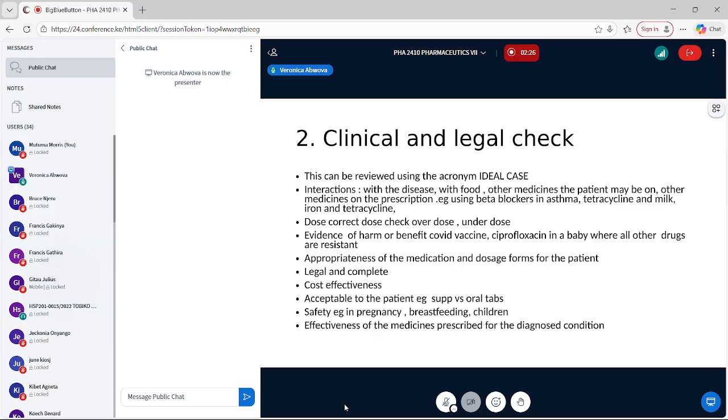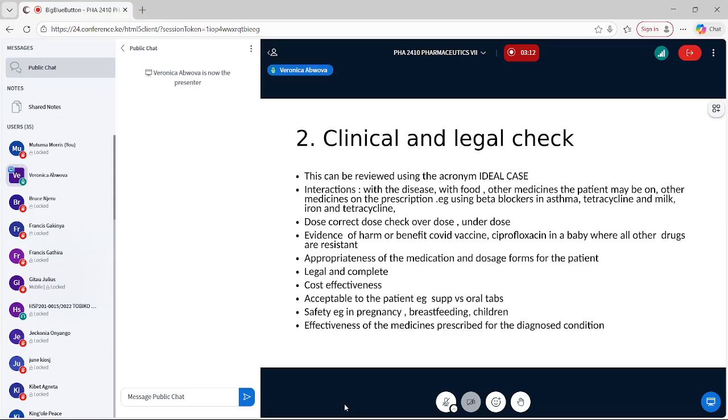For instance, if you have tetracycline on the prescription, there are different tetracyclines that you will find being used, things like doxycycline, minocycline. If you get such a drug, we know that this drug will interact with milk. So what would you tell the patient? Bruce Njeru, if you find a prescription that contains doxycycline, which is a tetracycline, what will you tell the patient with regards to interaction with milk?